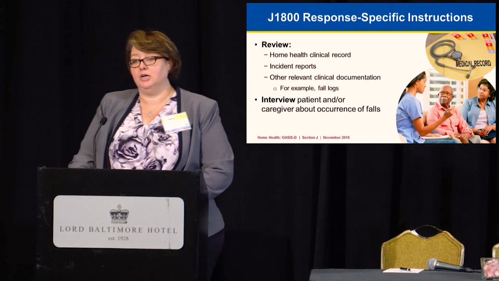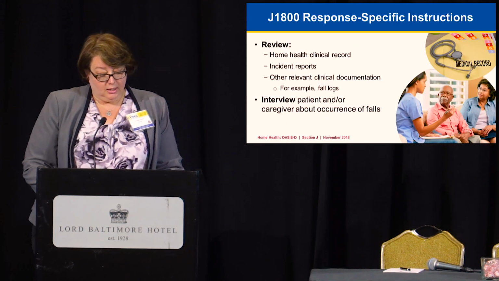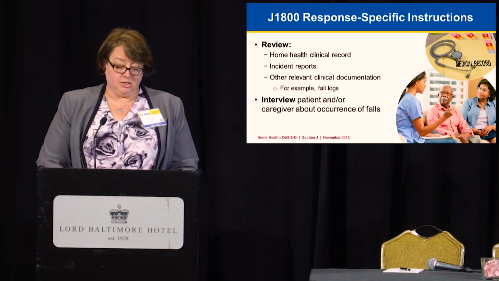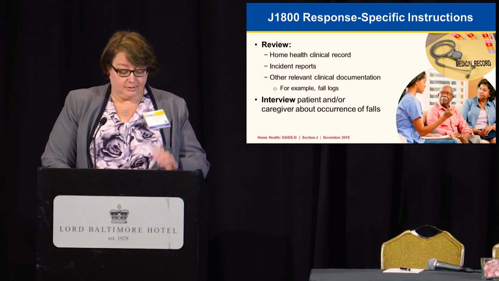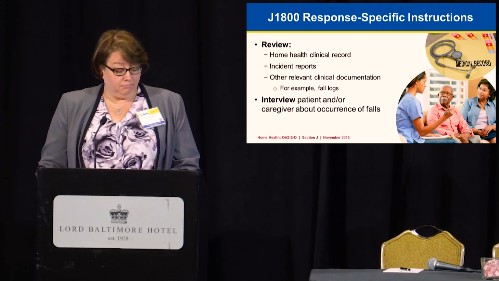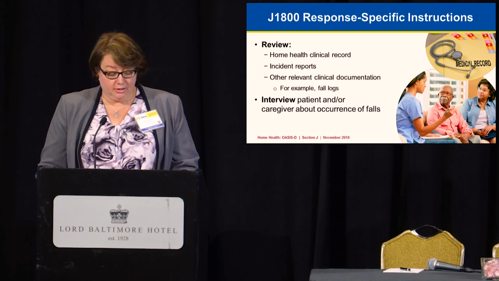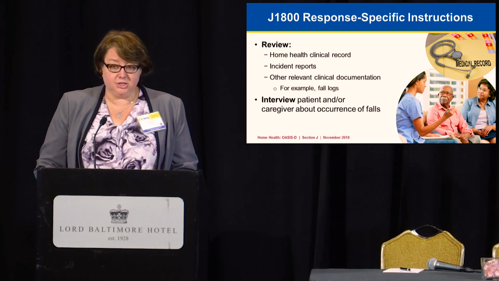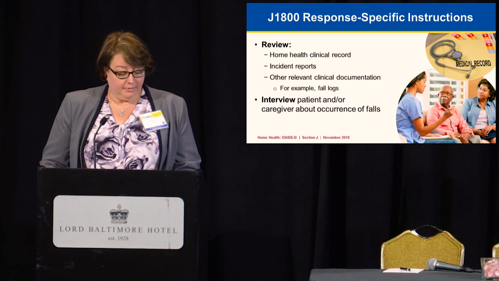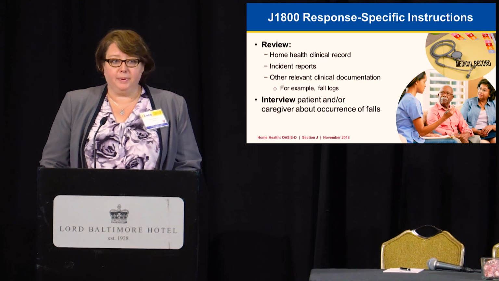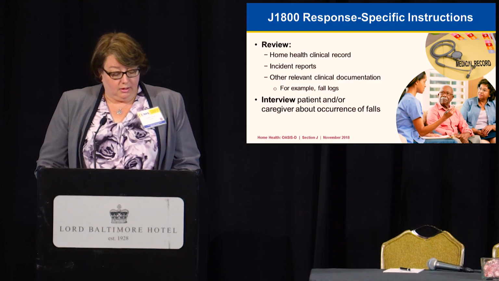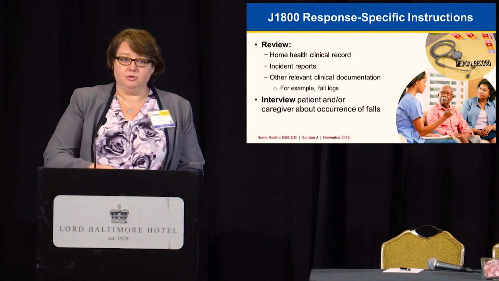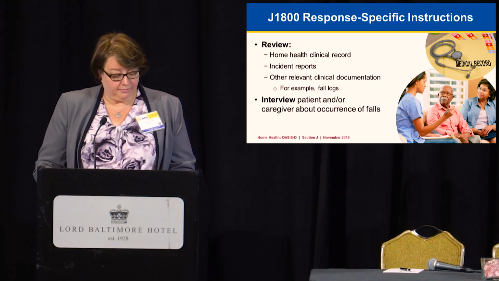So let's move into the J1800 response-specific instructions. The instructions tell us that we can get information regarding the patient's history of falls in a variety of ways. First, we're going to review the home health clinical record, incident reports, and other relevant clinical documentation, like a fall log. And then we're also going to interview the patient or caregivers about the occurrence of falls. And again, remember the time point that we're looking at: since the most recent SOC/ROC assessment.